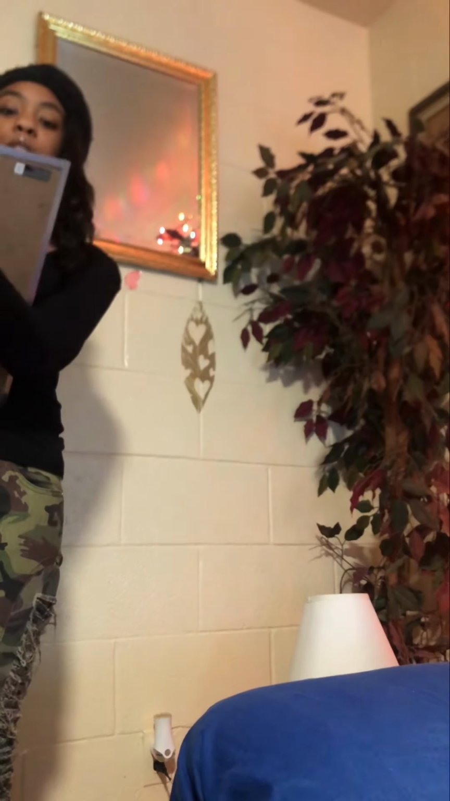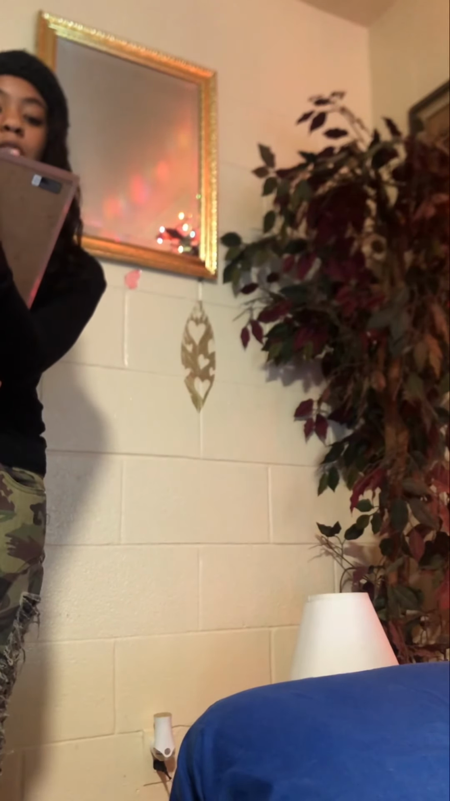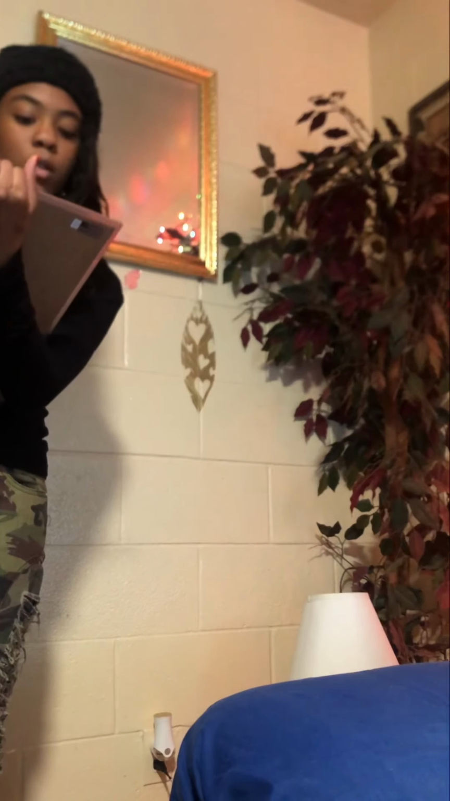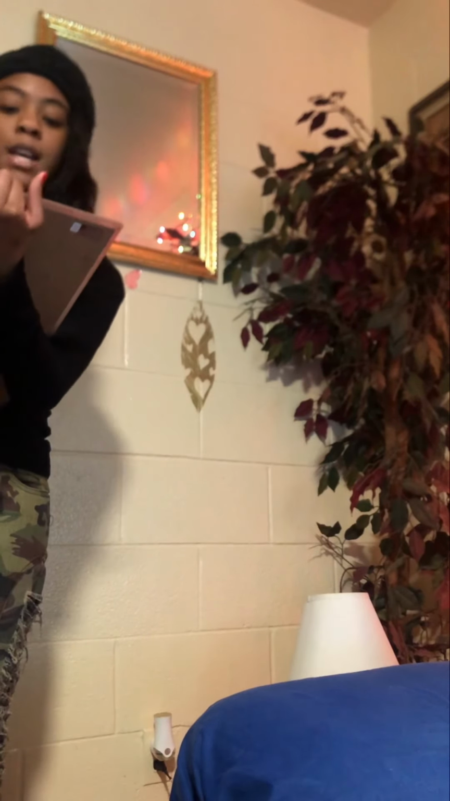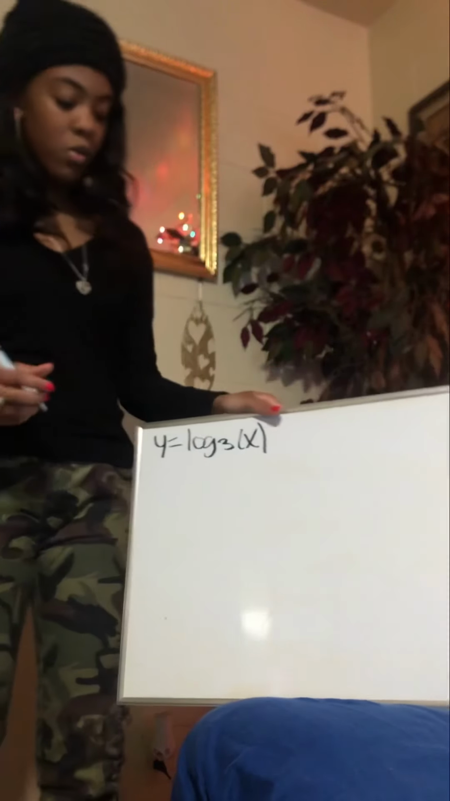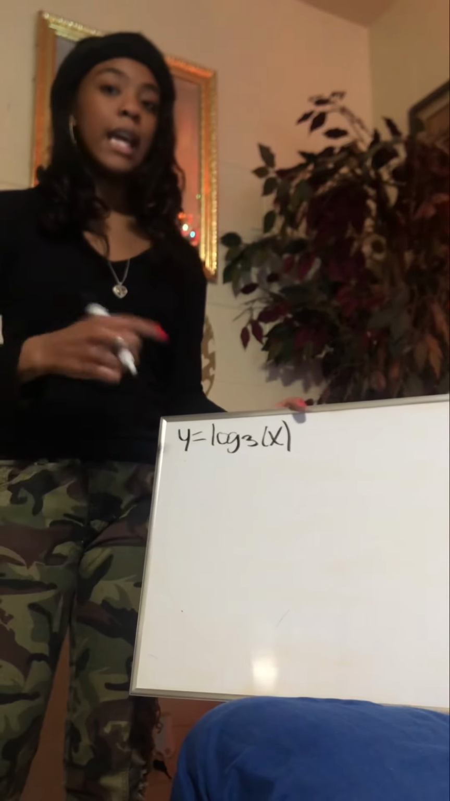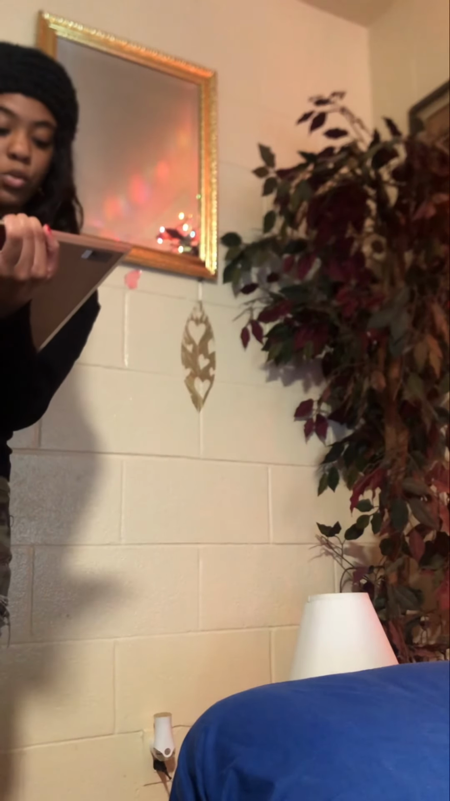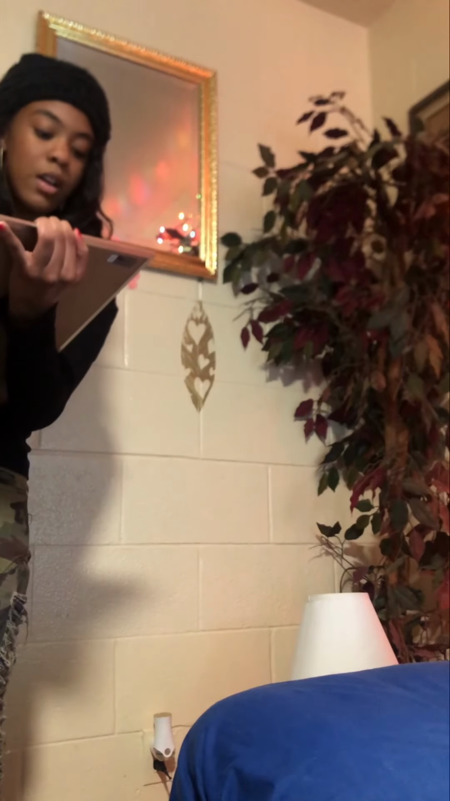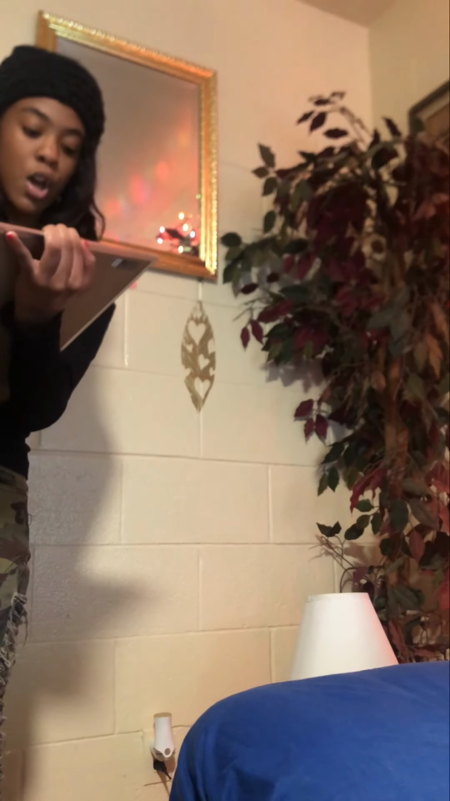Let's go. First thing I want to do is write the equation down: y equals log with a base of 3 times x. The first thing you want to do is set x equals 0, x equals 1, and x equals the base. I'm showing y'all a different way how to do it. So, x equals 0, x equals 1, and x equals 3.